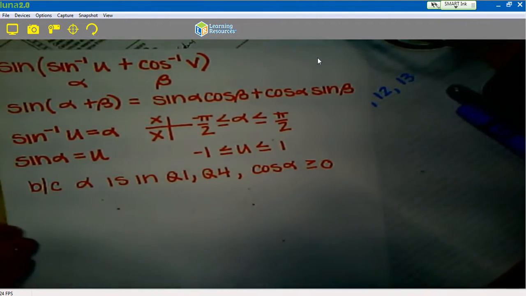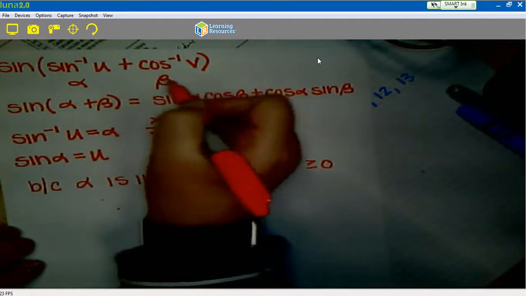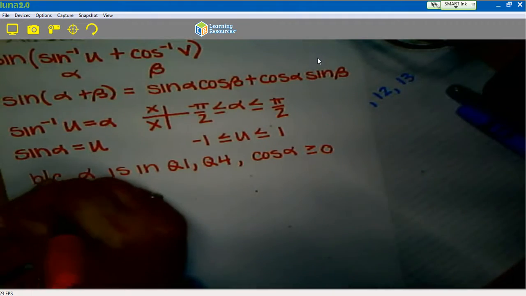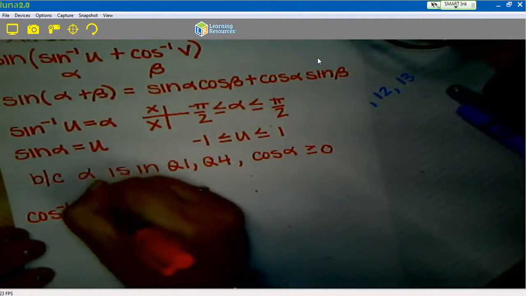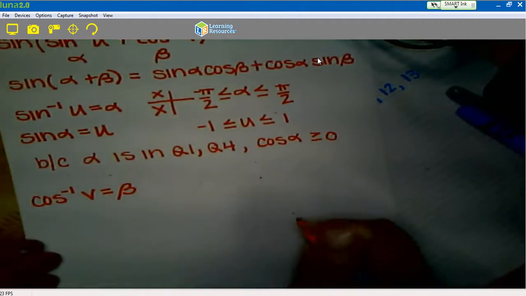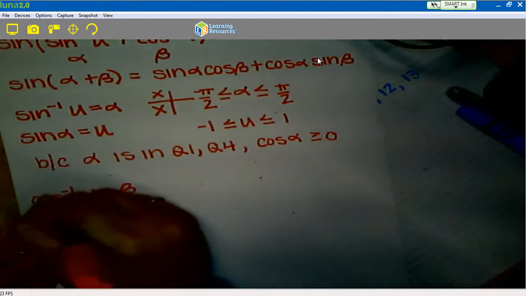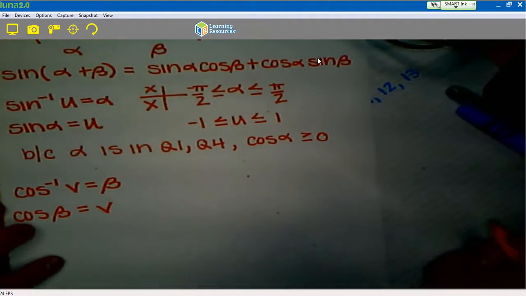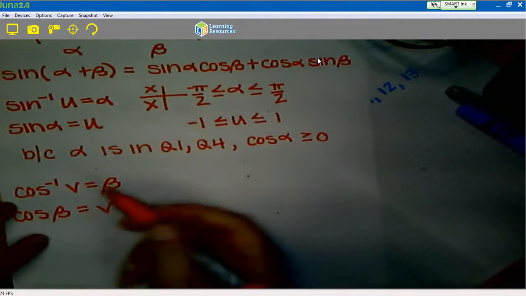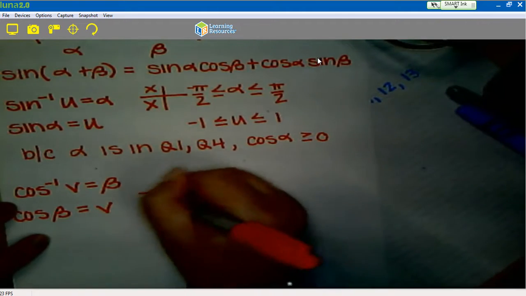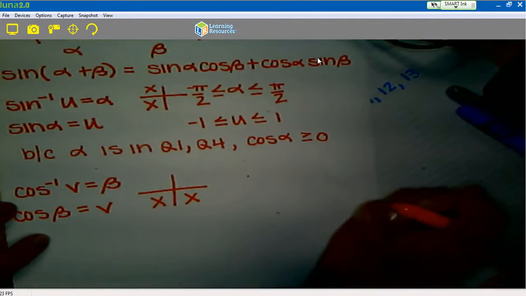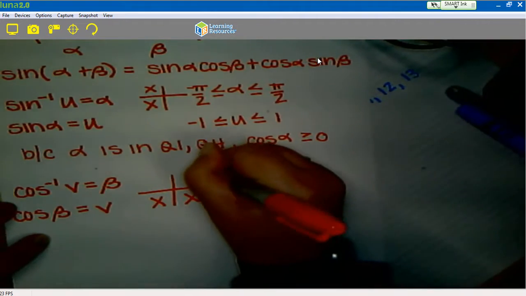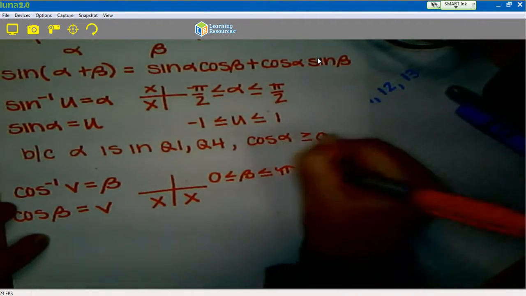Okay. We're going to do the exact same thing, but this time we're going to do it with that inverse cosine of v. So the inverse cosine of v, that's equal to beta, which means that the cosine of beta is equal to v. Okay, so let's talk about the inverse function for cosine. We know we cross off quadrants 3 and 4. So beta is between 0 and pi.